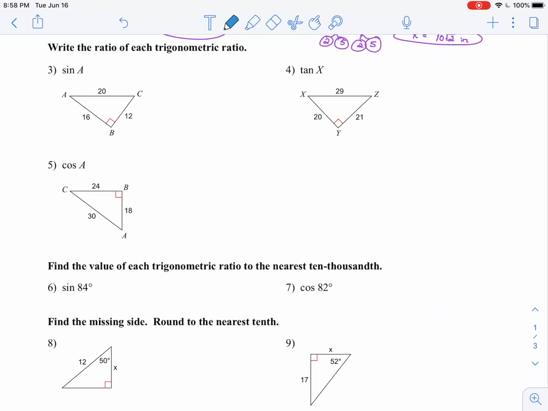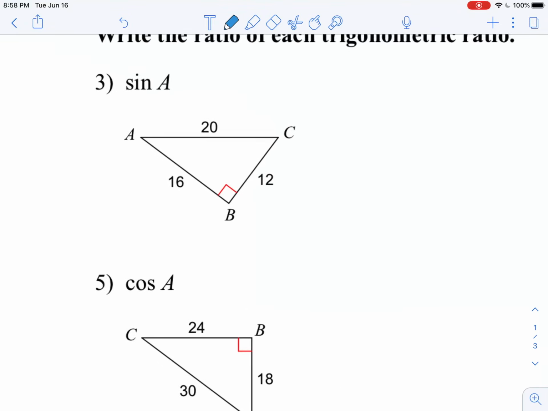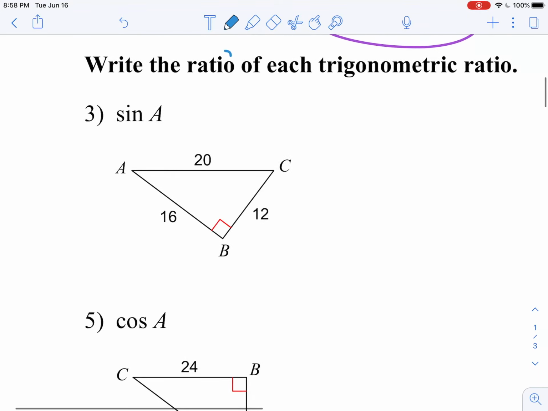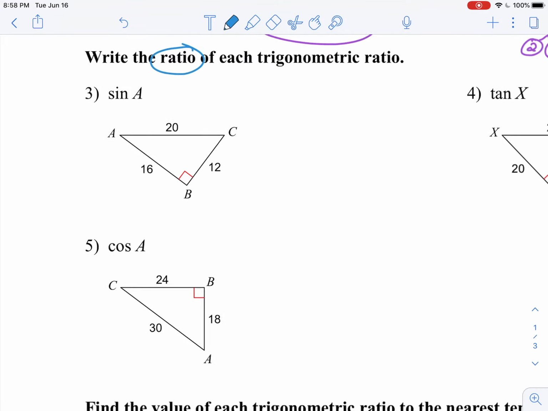So in example 3, it says write the ratio of each trigonometric ratio. If you actually look at the picture, there's no variable. They're not asking us to find anything really. We're just supposed to write a ratio. Ratio is a fancy word for a fraction.